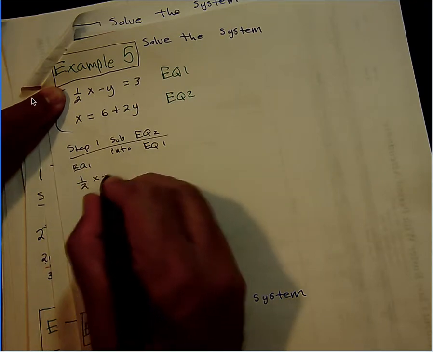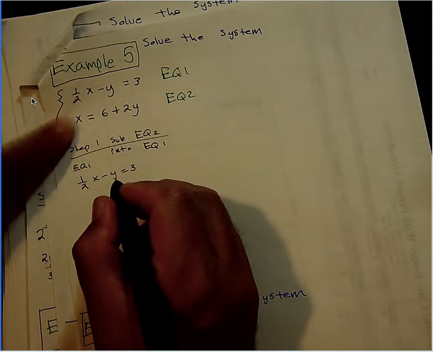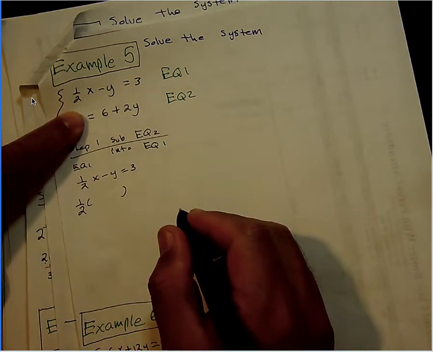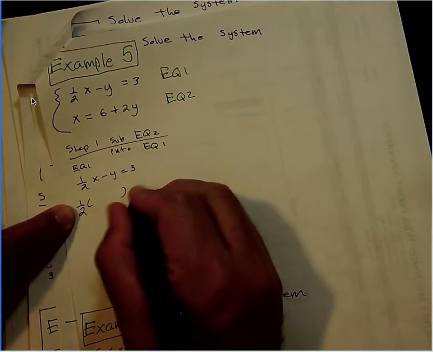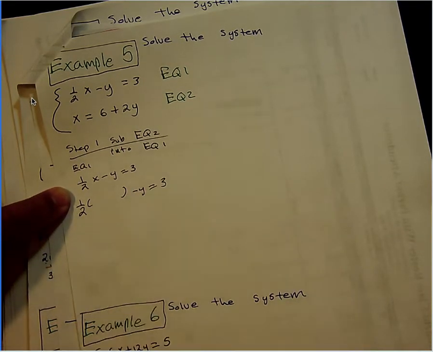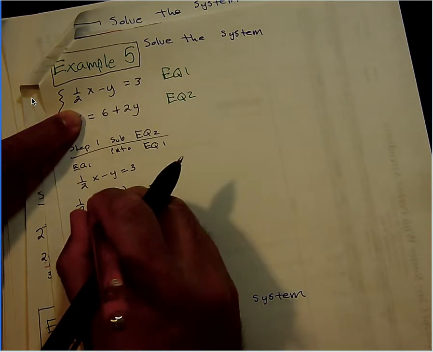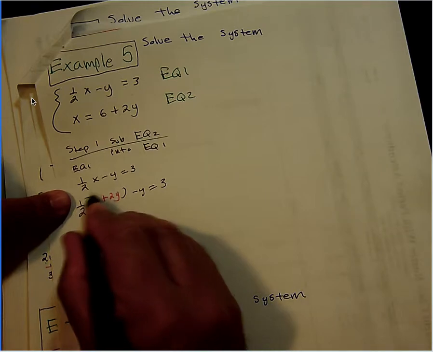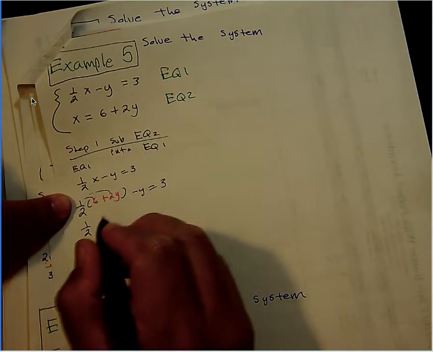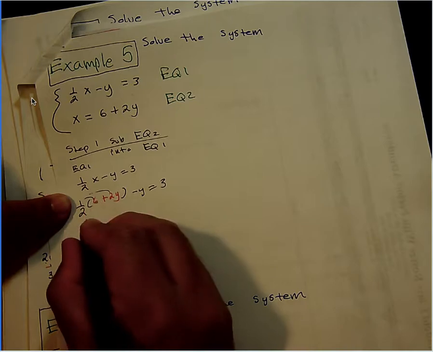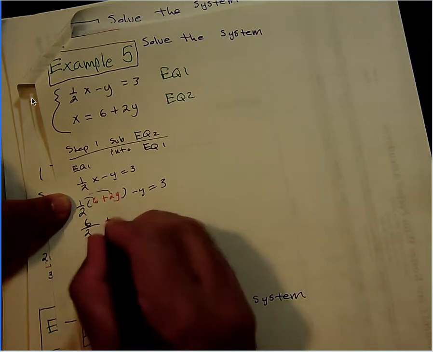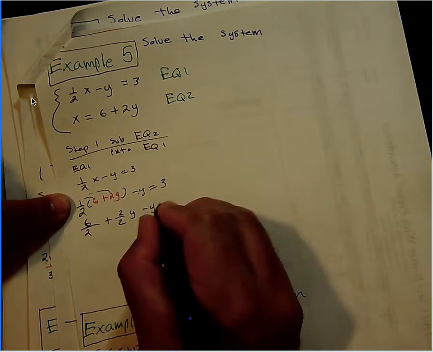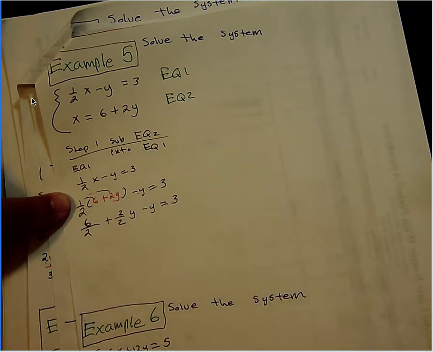1 half x minus y equals 3. We're going to sub that. So 1 half, and then we're going to put parentheses for x, because we're substituting for x, minus y equals 3. So x would be 6 plus 2y. And then you distribute. 1 times 6 would just be 6 over 2 plus 2 times 1 would be 2 over 2y. Then you have that minus y on the outside and then the 3 on the other side of the equation.